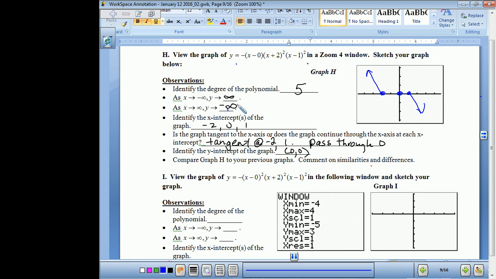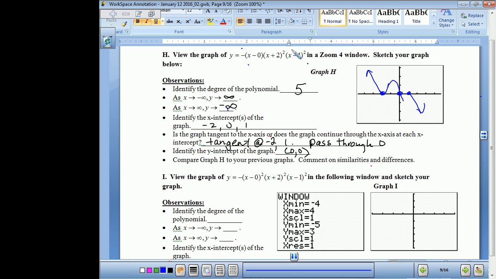Okay, now I'm going to individually look and see what happens at each root. So -2. -2 is raised to an even power. Tangent or pass? Tangent. So I'm going to make it bounce back. Got it? Okay, now let's go to my next one. 0. 0 is raised to the understood first power. Is it going to be tangent or pass through? Pass through. So I don't know exactly where this hill curves, but I know that it's going to do that.